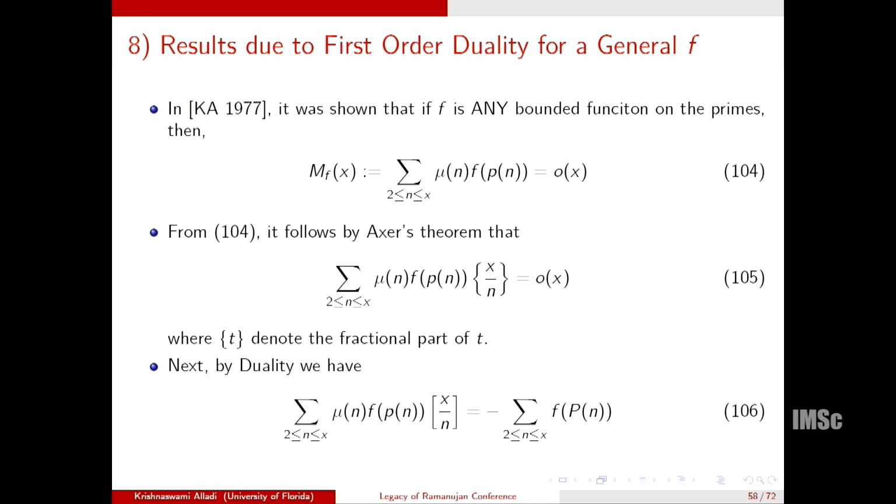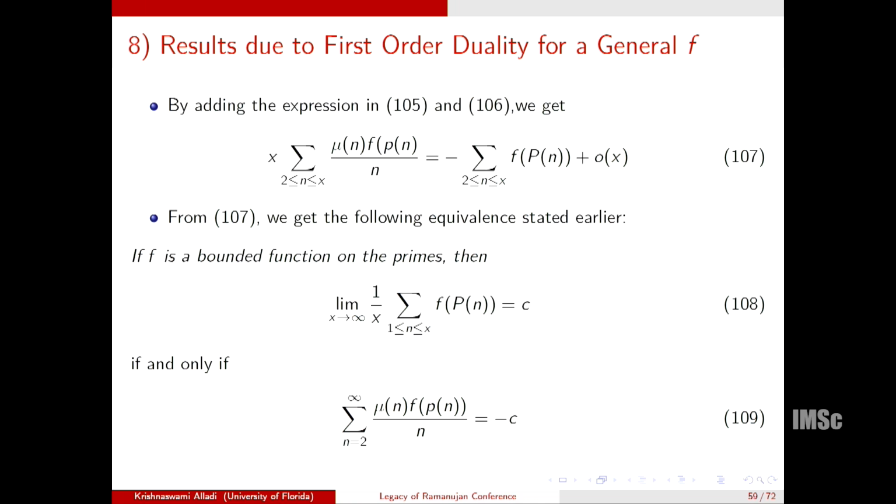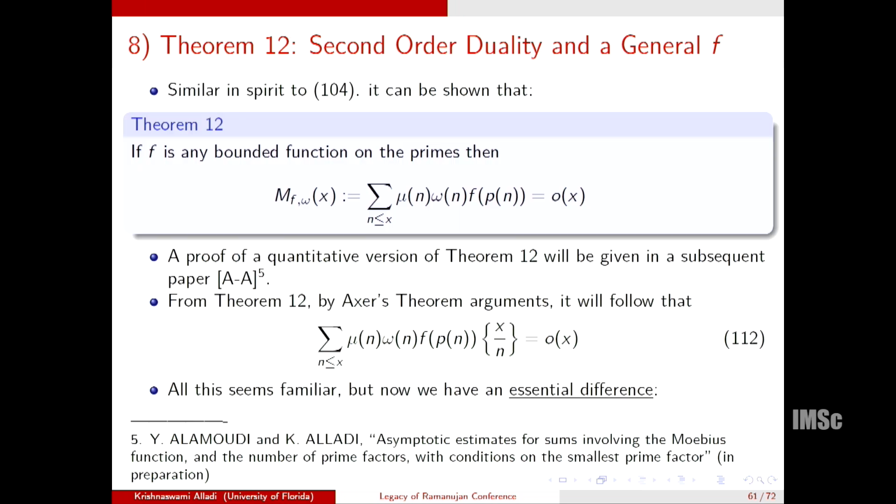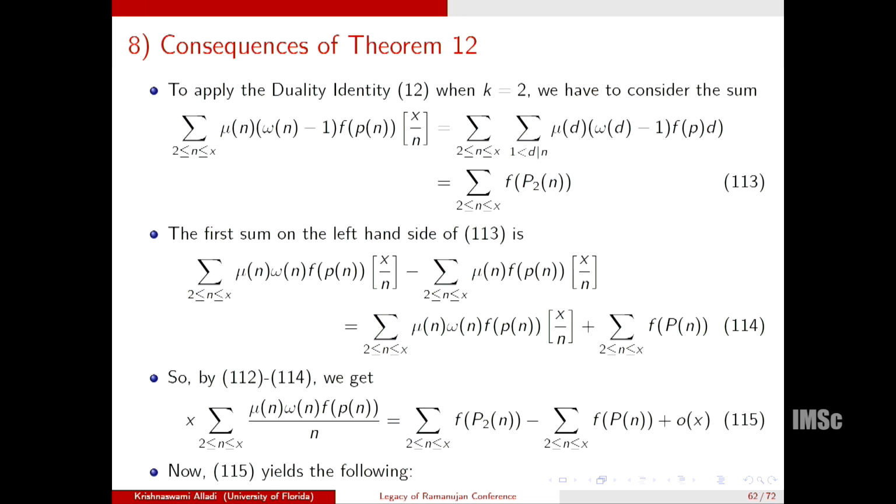See, I started by showing this result here. In a similar vein, I can now show that if I look at omega n like this, I get little o of x. If I use fractional part, I get little o of x. Hold on. When I get integral part, I get this. And now you will say, this is the same theme. What's the big deal? What is the difference?